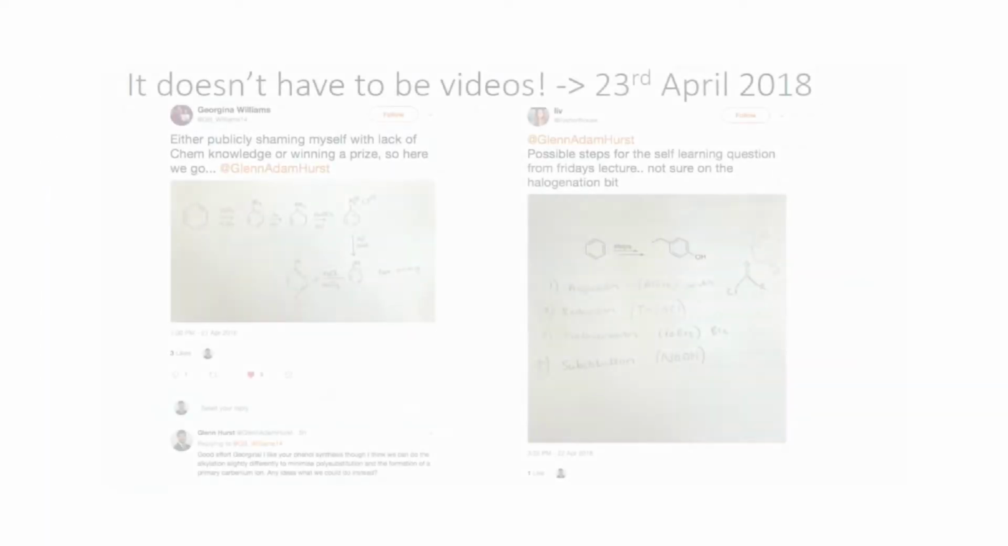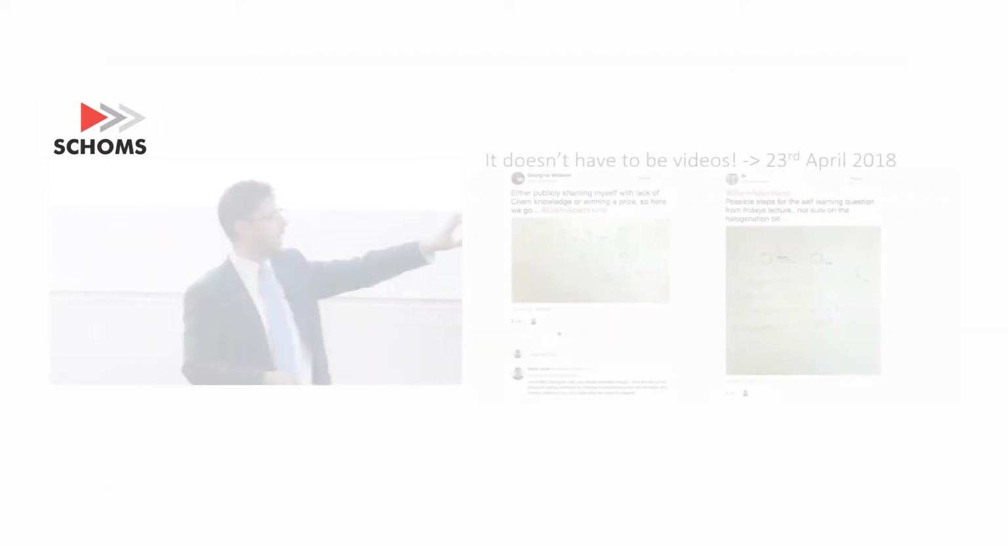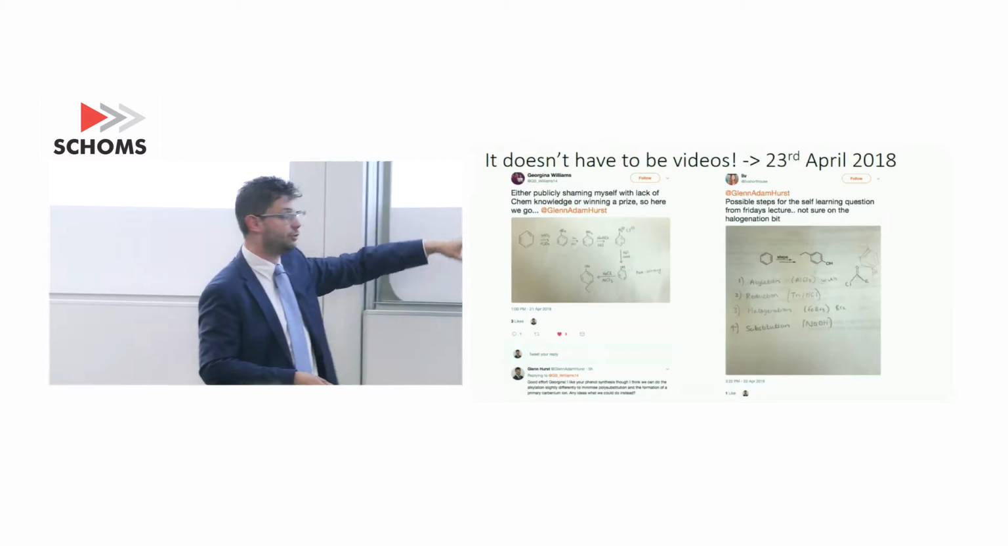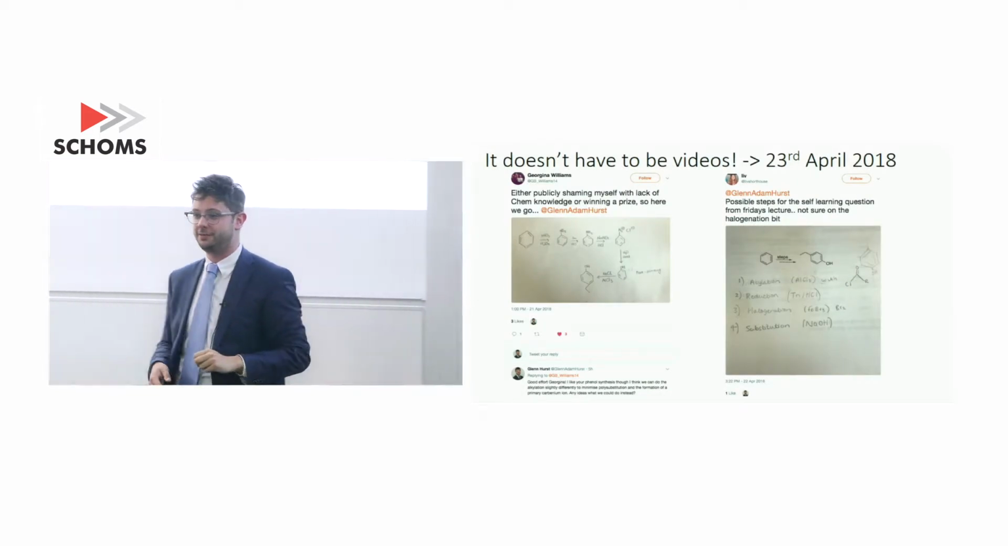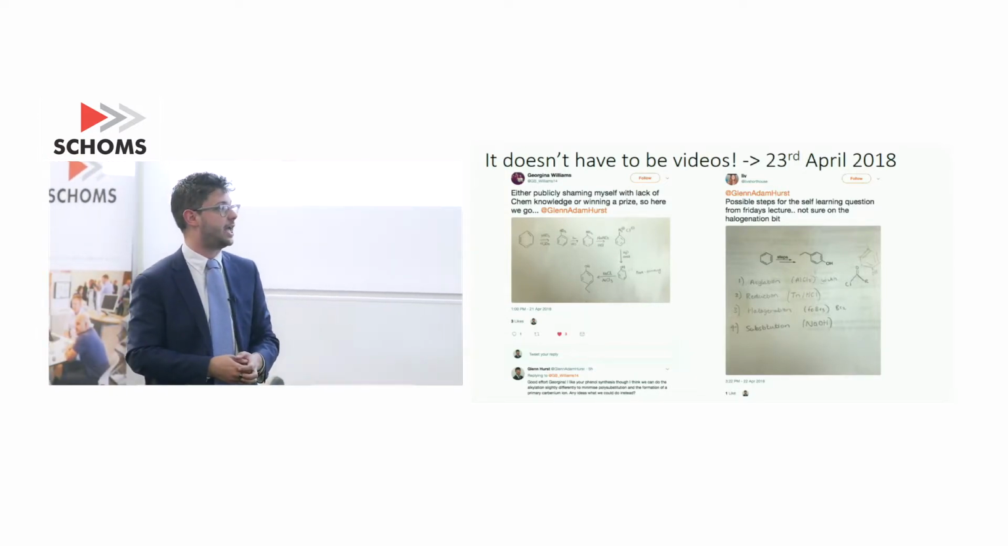So this is to Georgina. Good effort, Georgina. I like your phenol synthesis, though I think we can do the alkylation slightly differently to minimize polysubstitution and the formation of an ion. Any ideas what we could do instead? So the student didn't get it perfectly correct, okay? But I was able to actually give feedback, and there were a few more posts that Georgina actually sent me, and she was able to actually get the correct mechanism in the end.